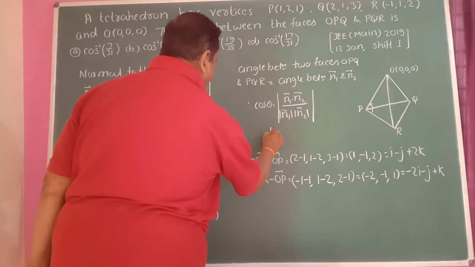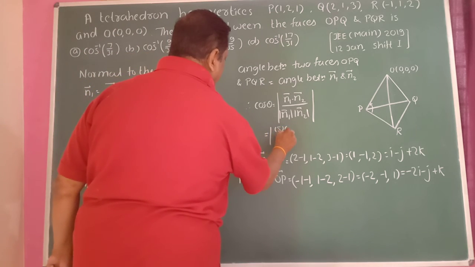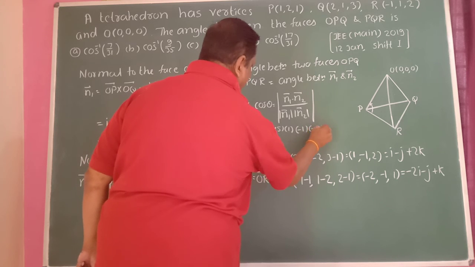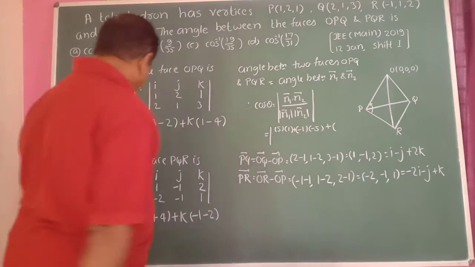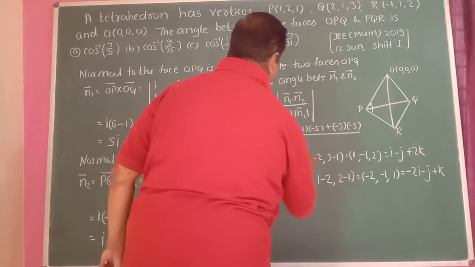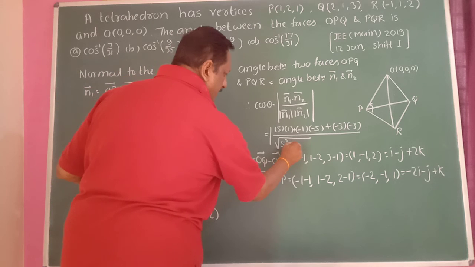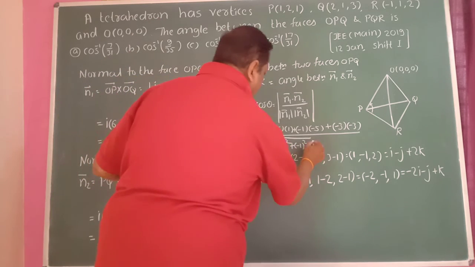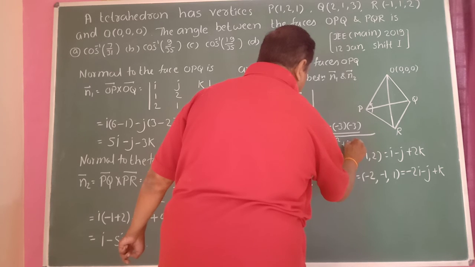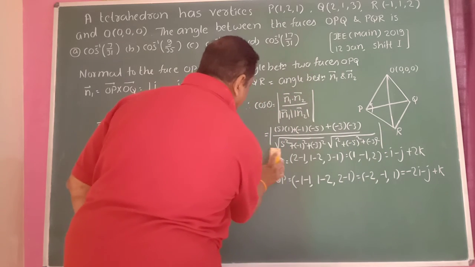So this is equal to the dot product: 5 into 1, then minus 1 into minus 5, then plus minus 3 into minus 3, divided by the modulus of N1 bar, which is the root of 5 square plus minus 1 square plus minus 3 square, then the root of 1 square plus minus 5 square plus minus 3 square. Modulus complete. Then simplify.